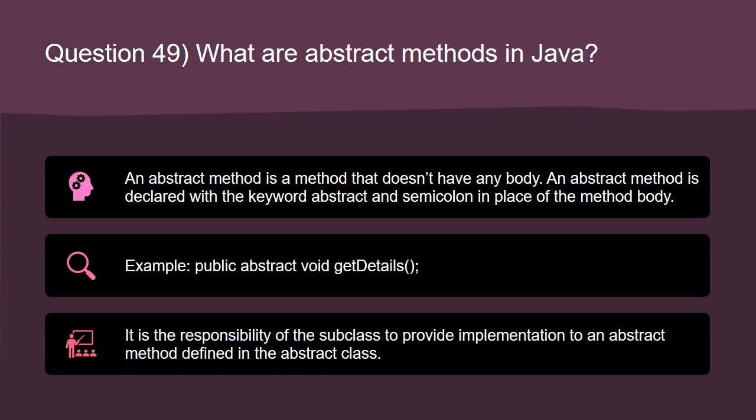Question 49. What are abstract methods in Java? An abstract method is a method that doesn't have any body. An abstract method is declared with the keyword abstract and a semicolon in place of the method body. Example: public abstract void getDetails. It is the responsibility of the subclass to provide implementation to an abstract method defined in the abstract class.